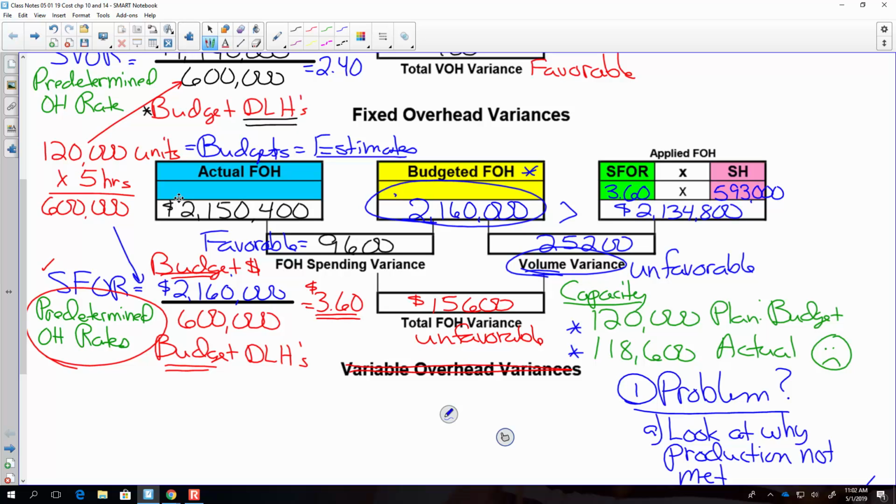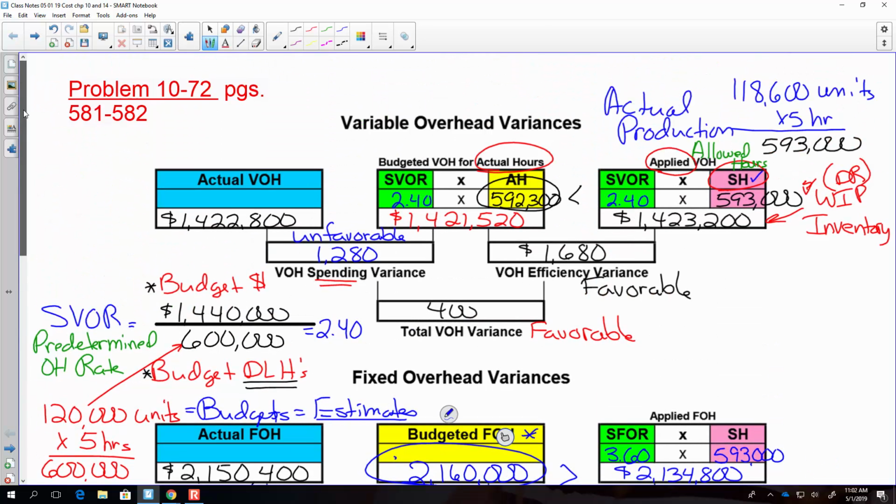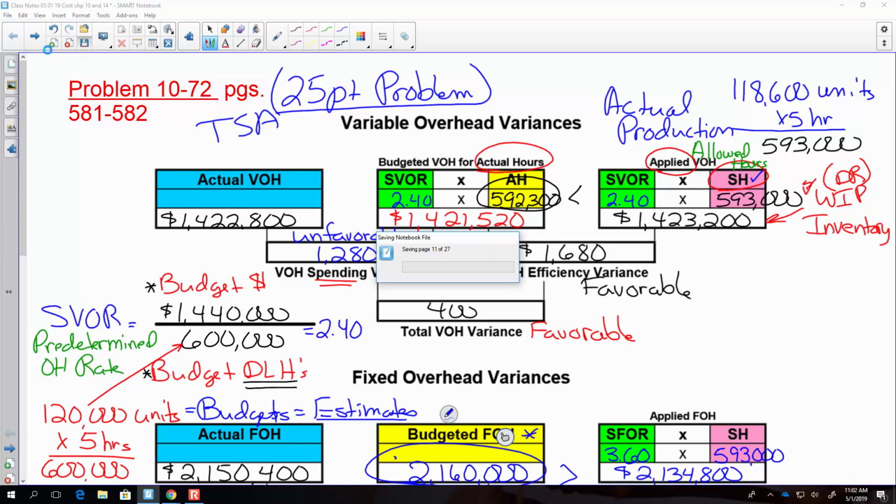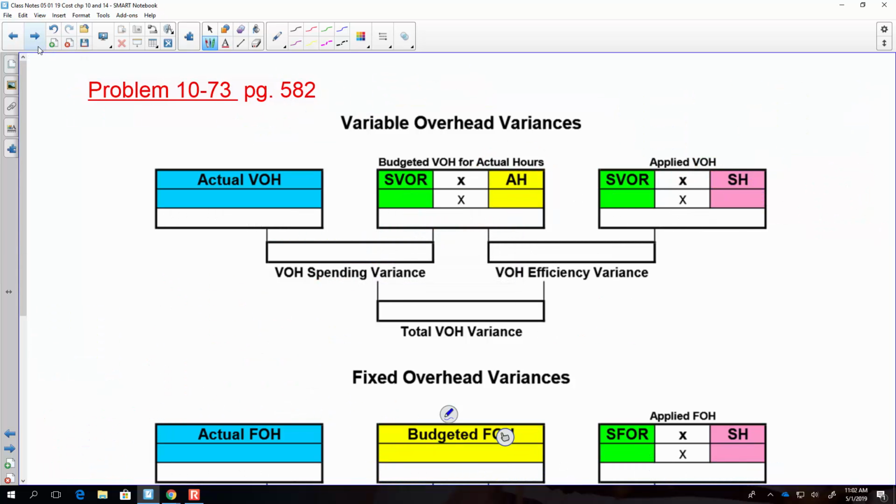I'm just trying to think of other ways I can show this. Hopefully, again, please use this template for your 25-point problem. It's almost a mirror image of it. So use this guide to help you complete that. Remember, this is the TSA one. It's our last one, guys, so I don't want to miss this one. All right. The last one I'm going to do today is on chapter 10, is problem 73.